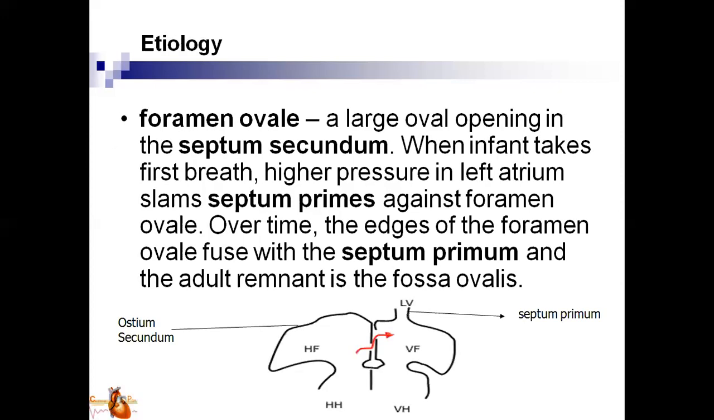Now the etiology, or how does this defect actually develop? For that we need to understand certain steps of embryogenesis, or how the heart development occurs. What is foramen ovale? A large oval opening in the septum secundum. When the infant takes the first breath, high pressure in the left atrium slams septum primum against the foramen ovale. Over time, the edges of the foramen ovale fuse with septum primum, and the adult remnant is the fossa ovalis.